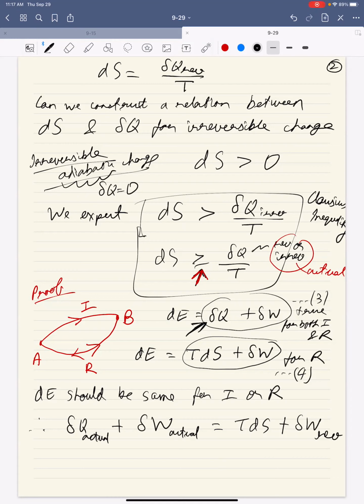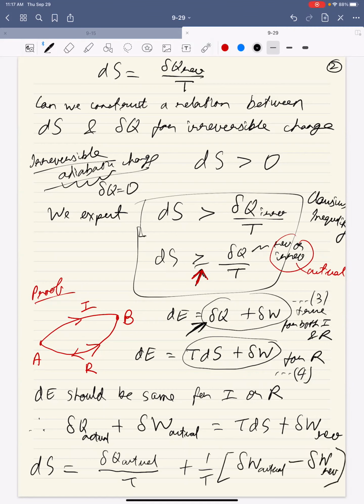So TdS, if we transform this, it will become dS is equal to delta Q actual by T plus 1 by T times delta W actual minus delta W reversible. You could very well write delta W irreversible. If you didn't like actual, just work with irreversible. It's the same thing. It won't make much of a difference. The idea is the same.